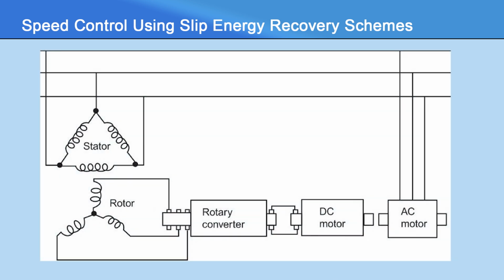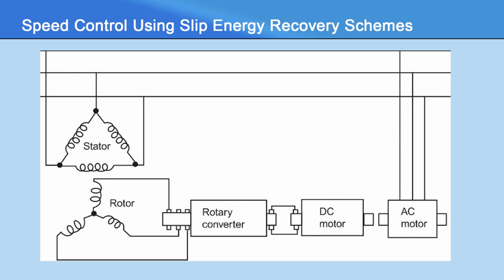The figure shows the method of slip energy recovery. The rotary converter and motor generator set of the conventional system are replaced by a diode rectifier and a phase controlled inverter. The combination is called converter cascade. The diode rectifier rectifies the slip power and gives it to the inverter, which feeds it back to the mains. The phase control of the inverter brings in speed control.